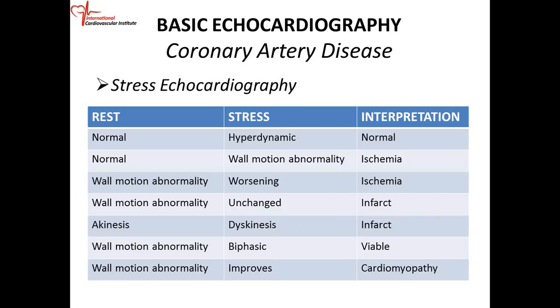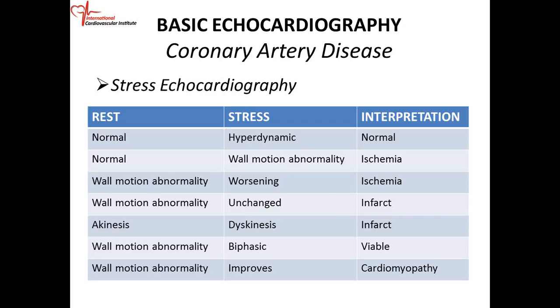Okay? With the dobutamine, you're going to do an echo at rest. You're going to do an echo at low dose. And as I mentioned before, the low dose is between 5 and 10 micrograms per kilogram per minute infusion. You're going to pump that amount of dobutamine in the patient.